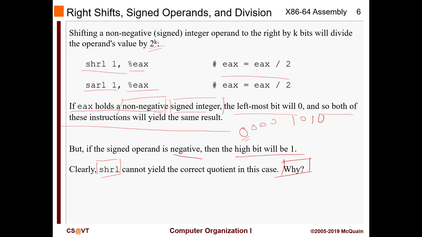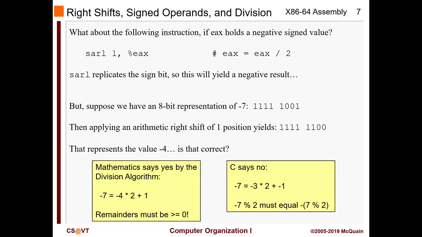Well, SHRL puts a 0 at the beginning, right? So if that happens, your negative number is going to turn into a positive number. So SHRL totally fails when it tries to do a division if it's dividing a negative number. But if it's a non-negative number, it's definitely going to work. Okay, so what happens if we try to divide a negative number with SARL?